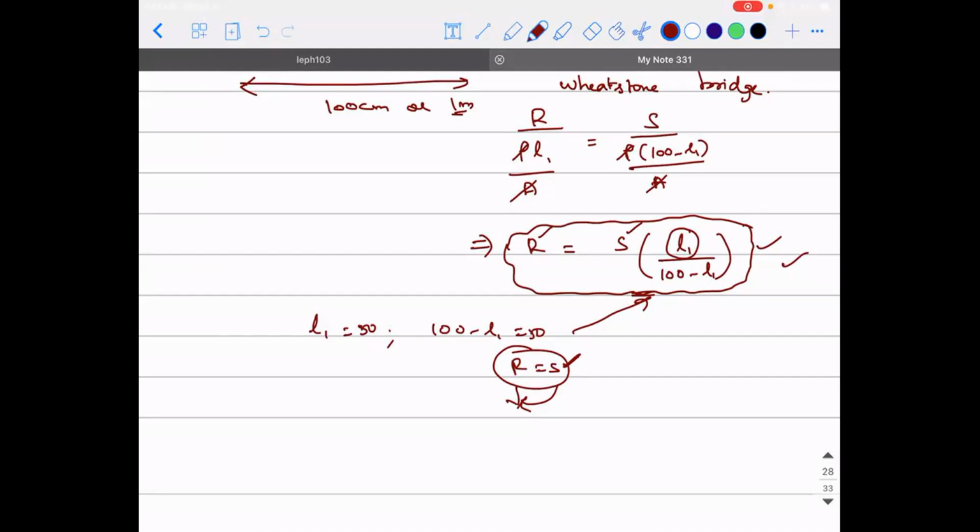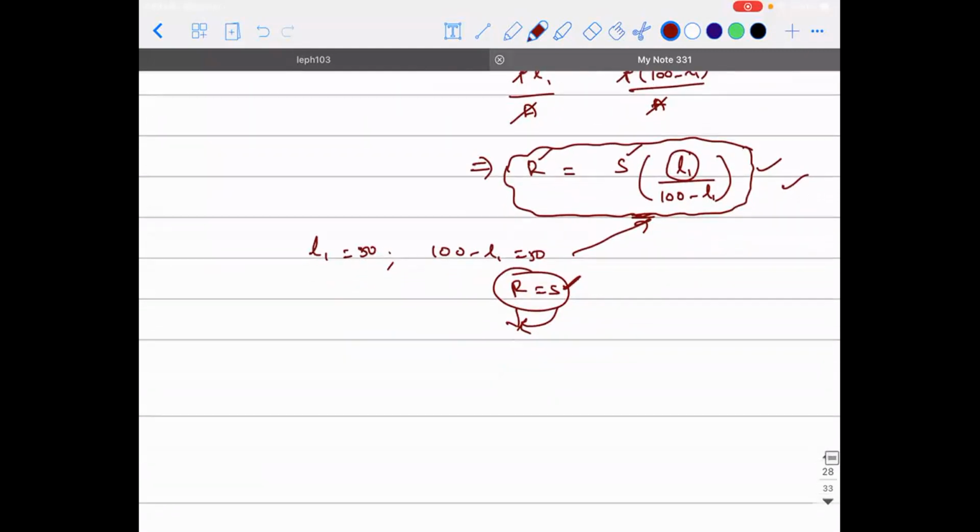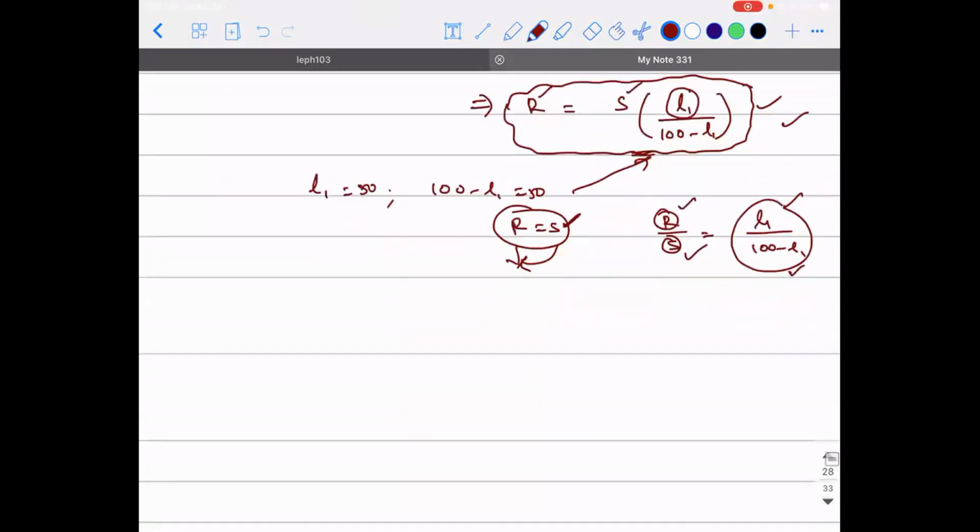Try to understand why I'm saying this. R by S is equal to L1 divided by 100 minus L1. R by S is the ratio of the resistances. L1 by 100 minus L1 is the ratio of some lengths. So depending on the values of the resistances, the lengths will be in that ratio. So that is the meaning.